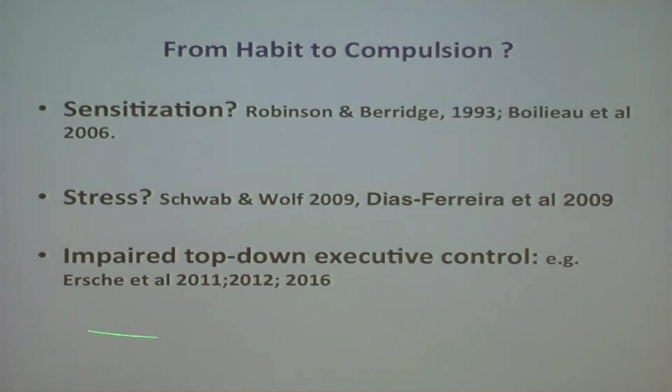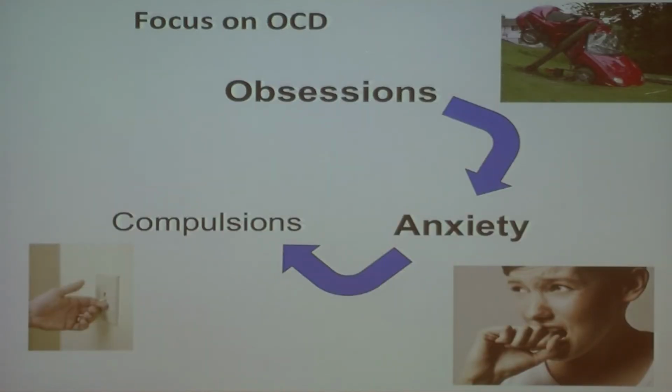But we also think a major factor is this impaired top-down control, which may even pre-exist drug exposure. So if you don't have top-down control, your habits get out of control and may develop into compulsions. That's the hypothesis. Well, to test some of these ideas, we've been focusing on OCD. You may have obsessions about car crashes, which produce anxiety, which lead to compulsion. So this is the traditional model of OCD.